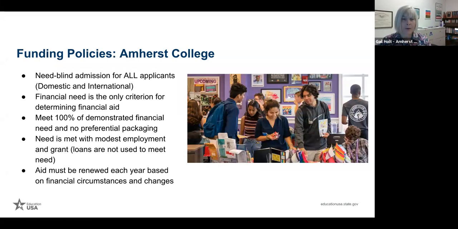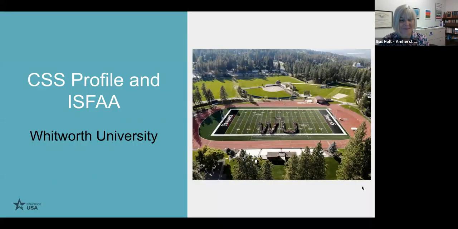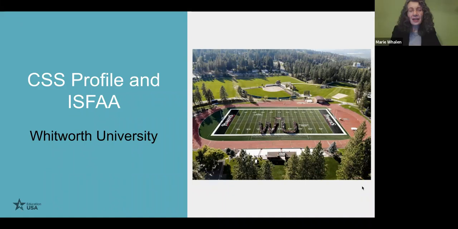So I'm going to turn it over now to Marie to talk about the profile. Thank you, Gail, for this comprehensive overview of the U.S. financial aid process for international students. I'm going to take a deep dive, or really more of an overview, of the CSS profile and the international student financial aid application. Next slide, please.